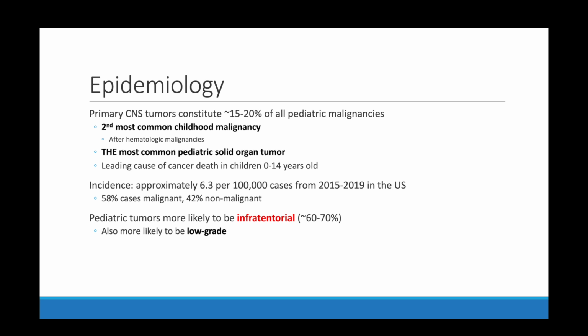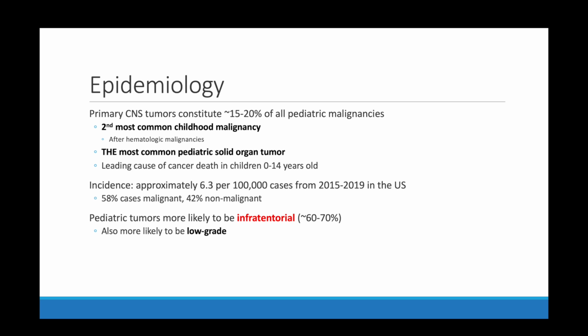They are actually the number one most common cause of pediatric solid tumors, and they're also the leading cause of cancer death in children that are age 0 to 14 years old. In terms of incidence, between 2015 and 2019, the incidence was about 6.3 per 100,000 cases in the United States, and it was nearly a 50-50 split. So close to 60% of cases were malignant, 58%, and then 42% of cases were non-malignant.